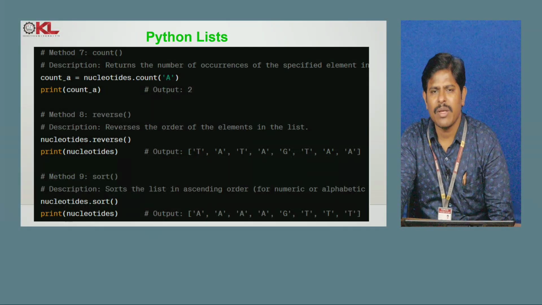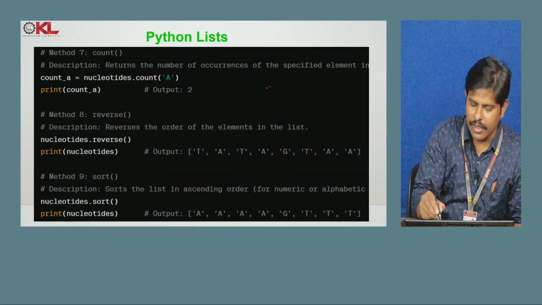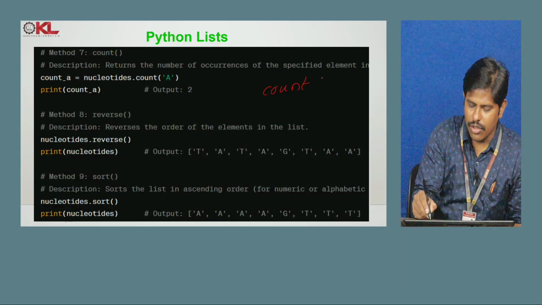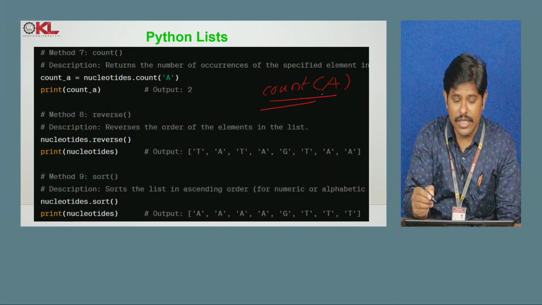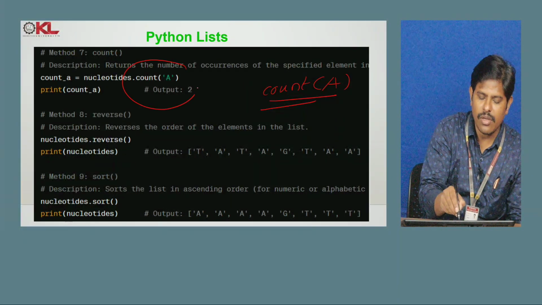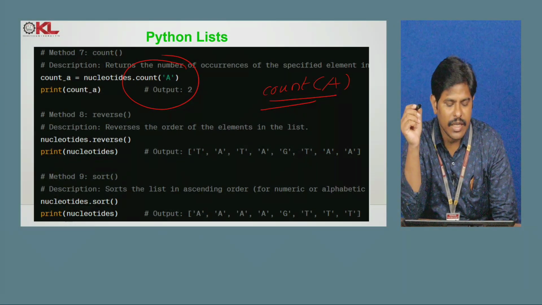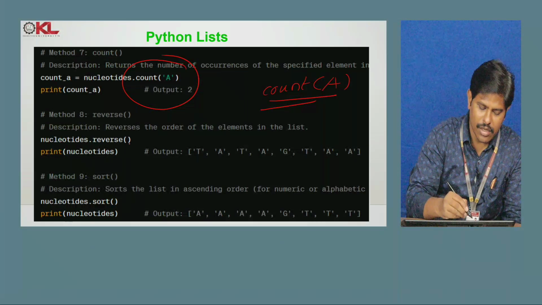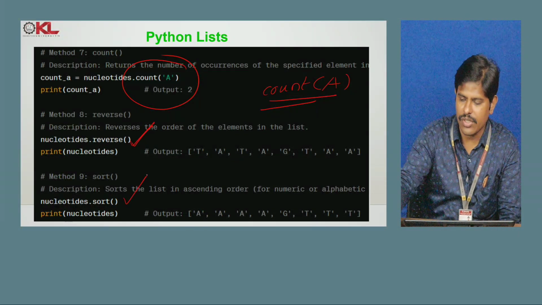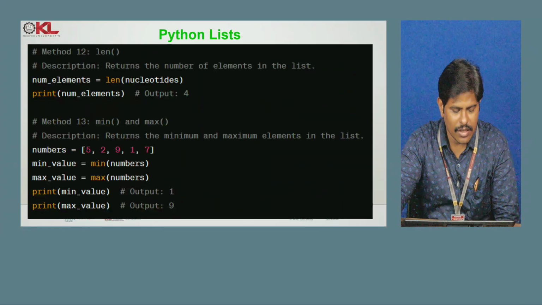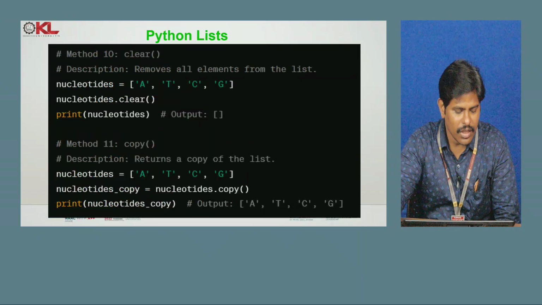So like this, several methods are there. A handy, very useful method is the count method. For example, if you want to count a nucleotide, or if you want to calculate the GC percentage of a given sequence, the count method is very useful. It will tell you how many instances of a given character are present in your given list here. And you can do reversing of your list, sorting of your list. So like this, several methods are available with the list here.